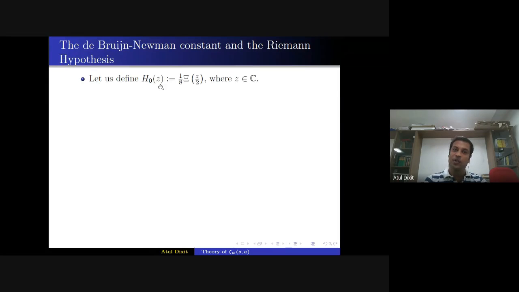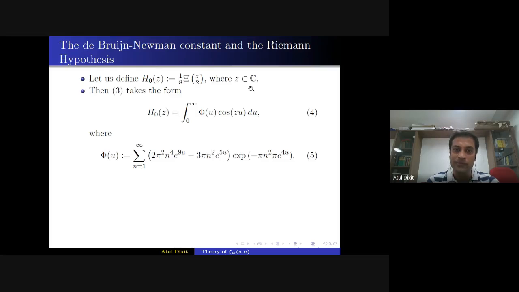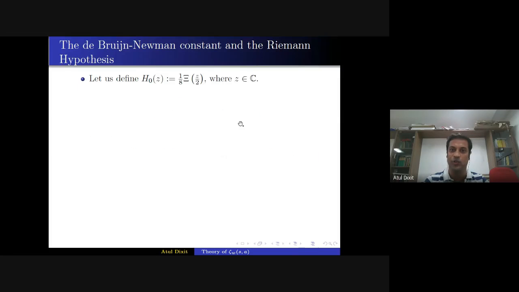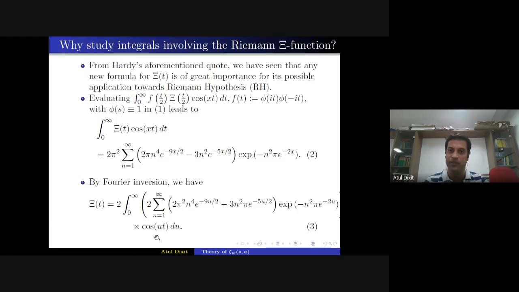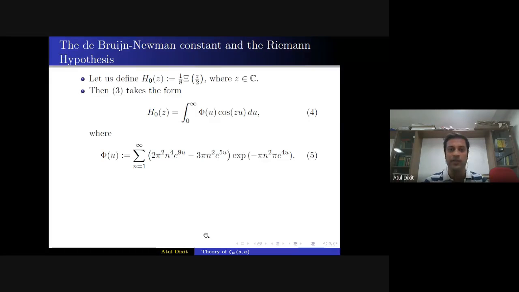Okay, so now I'm going to use a notation for this particular series. Let h sub 0 be 1/8 times Xi of z by 2, and now I'm allowing z to be a complex number. And I'm using that particular series to be phi of u. It's essentially the same series. I have just replaced u by minus u, but this is an even function of u, as can be proved using Poisson summation. So this h sub 0 of z is nothing but this integral of phi of u times cosine z u du. So this is the formula on the previous slide that I just showed you, the one that we get from Fourier inversion. This is the one, rewritten.